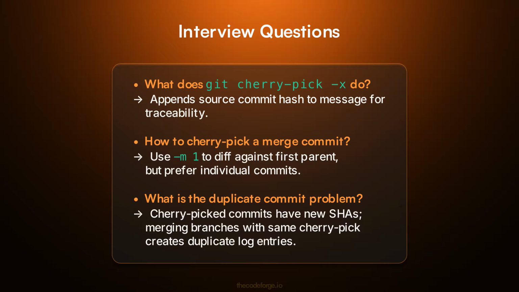What is the duplicate commit problem? Cherry-picked commits have new SHAs. Merging branches with same cherry-pick creates duplicate log entries.